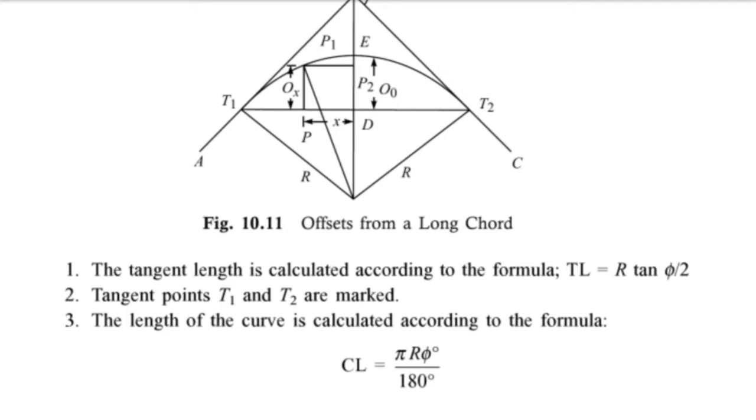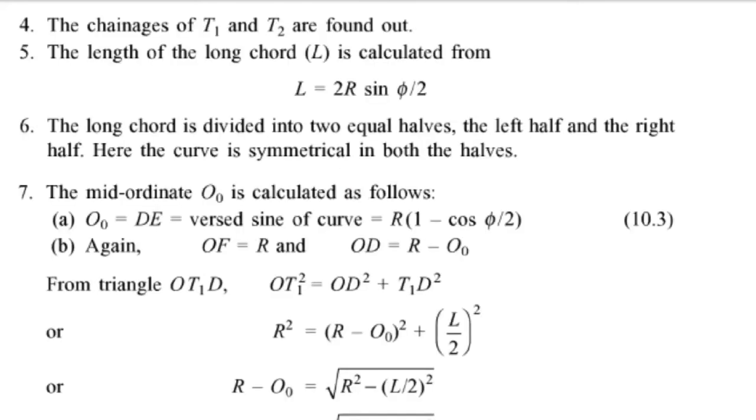3. The length of the curve is calculated according to the formula CL = pi R phi divided by 180 degree. 4. The chainages of T1 and T2 are found out. 5. The length of the long chord capital L is calculated from L = 2R sin(phi/2). 6. The long chord is divided into two equal halves, the left half and the right half. Here the curve is symmetrical in both the halves.